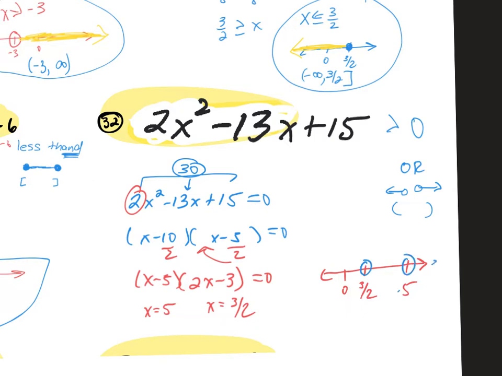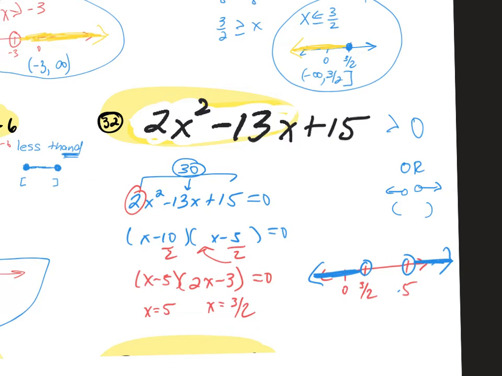Or means I shade in the opposite directions. So plug in 0 and see if it works. Should 0 work? Did I color over 0? Yeah. So should 0 work?